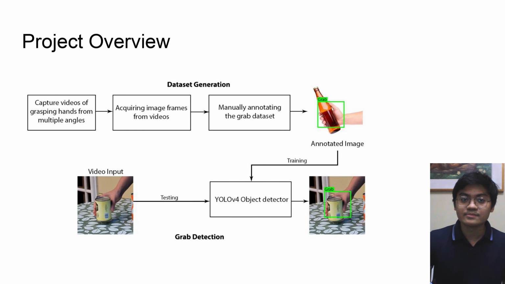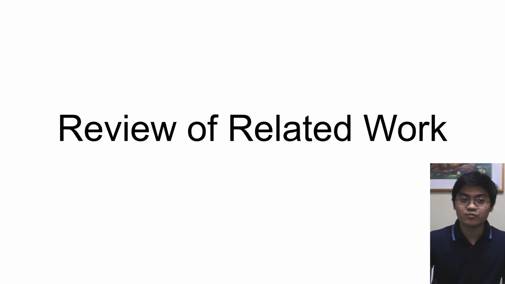So our project can be split into two parts: the dataset generation and grab detection. In dataset generation, we capture videos of grasping hands from multiple angles. Then we acquire the image frames from the videos. After this, we annotate these images with bounding boxes and labels. With this annotated dataset, we get to train the YOLO V4 object detector to detect grasping hands in images or videos. Let us now move on to related works.